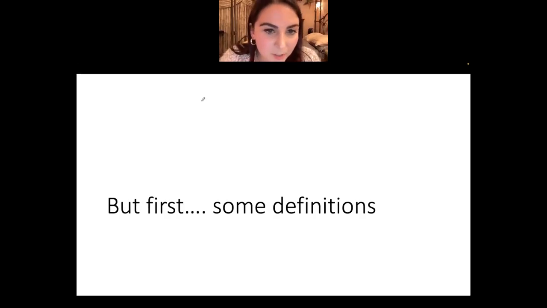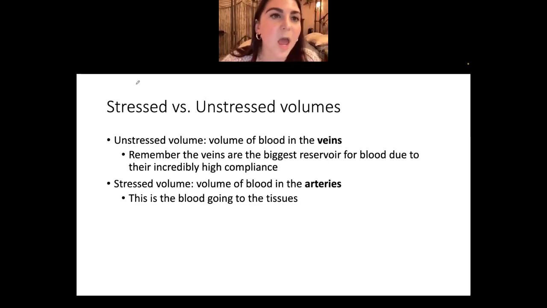Before I talk about baroreceptors, I wanted to start off with some definitions because these are important for understanding pathology states, what certain drugs do, things like that. The first thing is stressed versus unstressed volumes. An unstressed volume is the volume of blood in the veins. A fun physio fact is that the veins are the biggest reservoir for blood because they have super high compliance. Sometimes they'll say a drug affects the unstressed volume rather than the stressed volume. They're talking about the venous volume.